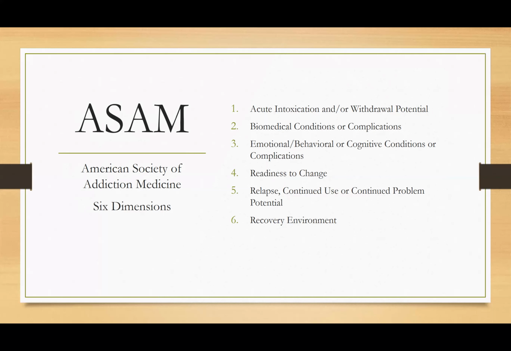Number 3, emotional, behavioral, or cognitive conditions or complications. There may be some psychiatric or cognitive issues that interfere with the placement in drug and alcohol treatment. Those need to be addressed by the assessor before someone can be placed in treatment. Number 4, readiness to change. Here we identify the motivation of the client and their willingness and readiness to change and comply with drug and alcohol treatment services. Number 5, relapse, continued use, or continued problem potential. Again, our goal here is to identify the risk of relapse before, during, and after treatment completion.